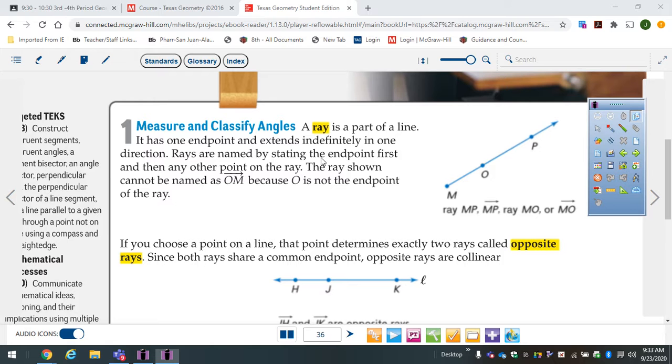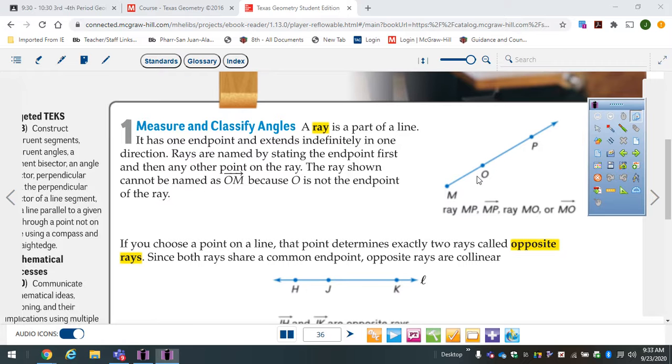Rays are named by stating the endpoint first and then any other point on the ray. I like to say that's where it begins, if you think about it. But this is the endpoint. You see that? M goes off in the direction of O, or M goes off in the direction of P. Those are your rays. The ray shown cannot be named OM. You can't start off with one of these and then go to M, because that's not your starting point.